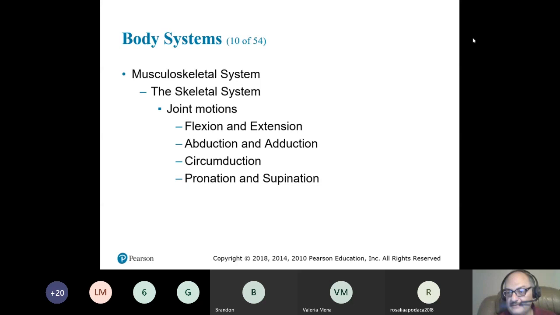Okay. Next up, we talked about abduction and adduction. Remember, add, ADD, you're adding it to the body, so you're bringing it in, while abduction is going away. With circumduction, we're able to go round and round.